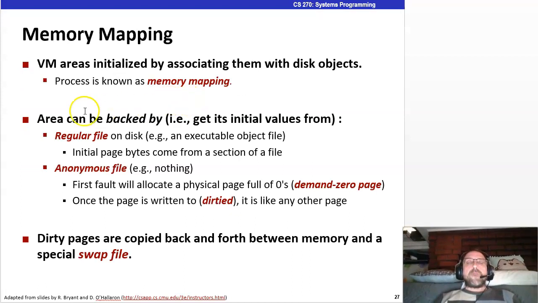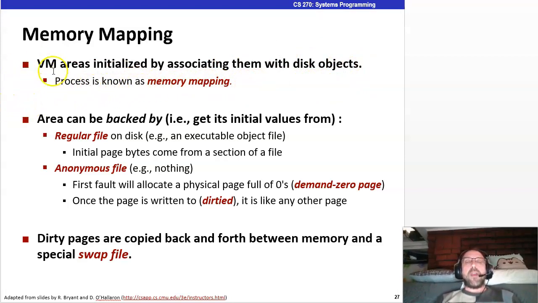So, virtual memory areas, things that we have in virtual memory, like the text section of our program or the data section of our program, are initialized by associating them with particular areas of disk. This is called memory mapping.